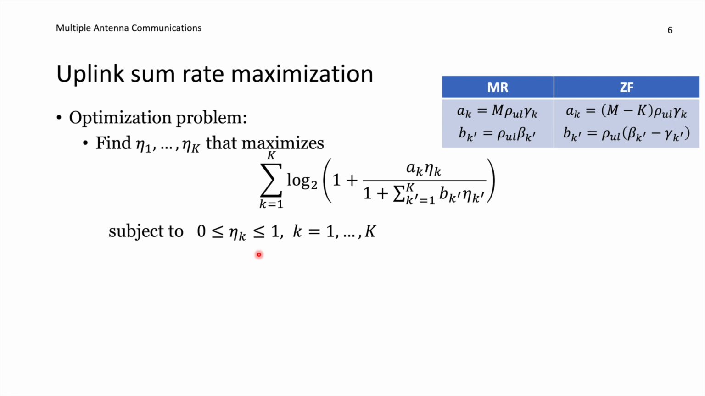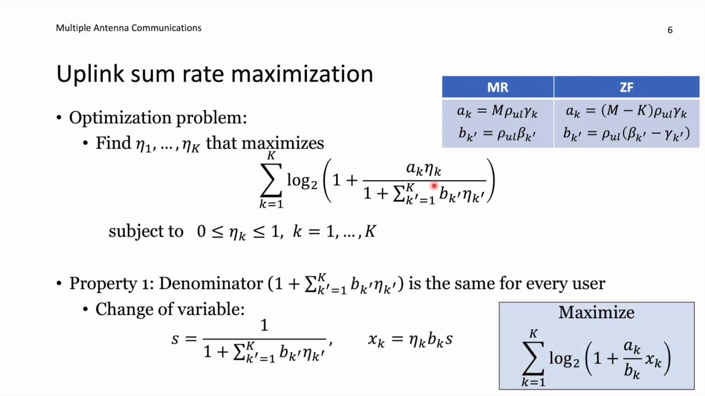We will now identify a way of solving this sum rate maximization problem, and the first thing we notice is that the denominator of the SINR is the same for every user. So for the rate of user k, there is no k showing up here. So we always have 1 plus the summation over all of the users of bk prime eta k prime. To signify that the term is the same for every user, we define a new variable that I call s, which is 1 divided by this denominator. Then we will have a rate that reads log2 of 1 plus ak eta k s.